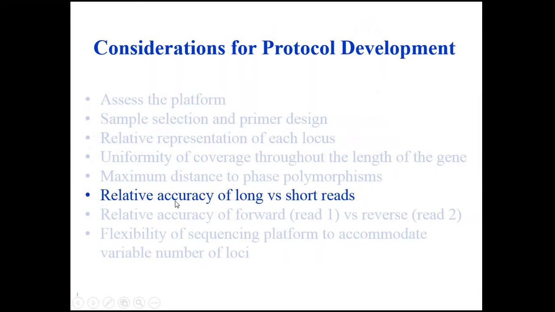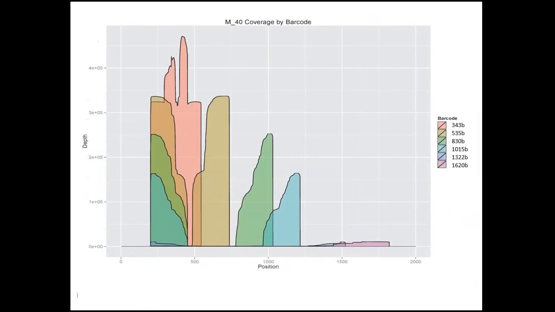Another issue is the relative accuracy of long versus short reads. If indeed the long reads are of importance, the question we have is how do we know what is the maximum length we can use on the Illumina platform. Here we ran an experiment whereby amplicons were generated from an HLA gene of different sizes. The red is close to 340, the brown is 535, the green is close to 800, etc. So we generated different size fragments, and then in equimolar amounts we mixed them all together and we sequenced them.